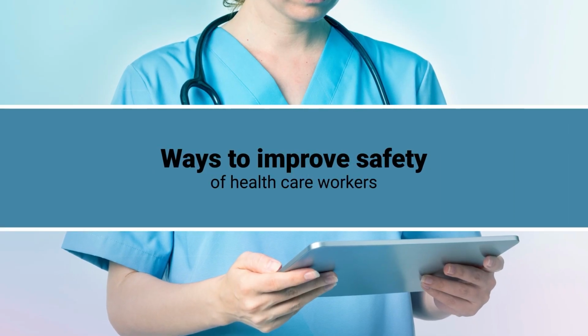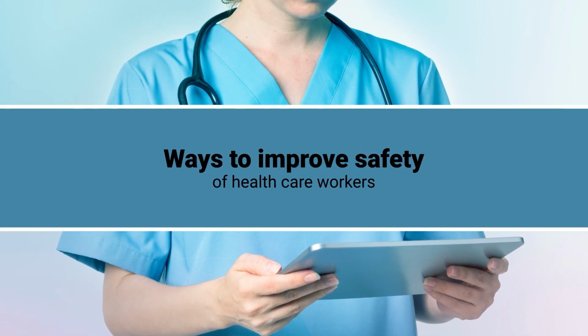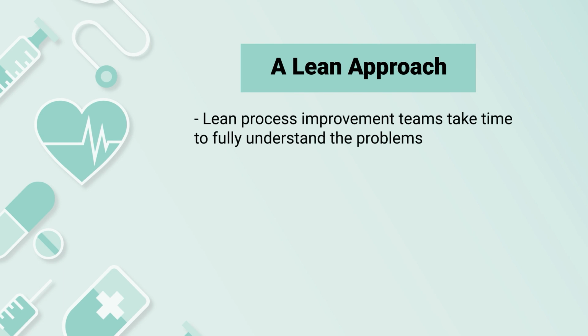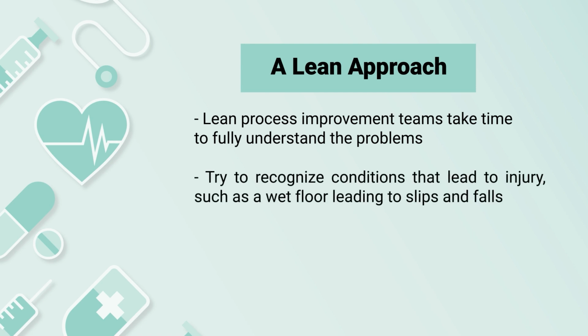Now let us see what are the ways in which we can improve the safety of healthcare workers. There is a lean approach. The lean process improvement teams take time to fully understand the problems. They try to recognize conditions that lead to injury, such as wet floor leading to slips and falls. And it is also important to understand the behavior of the staff.